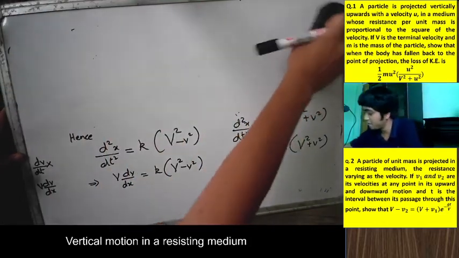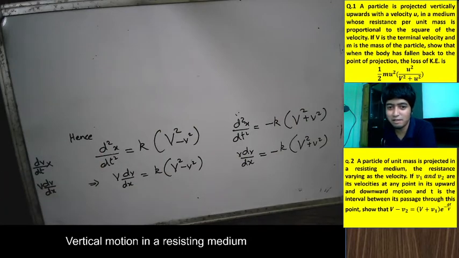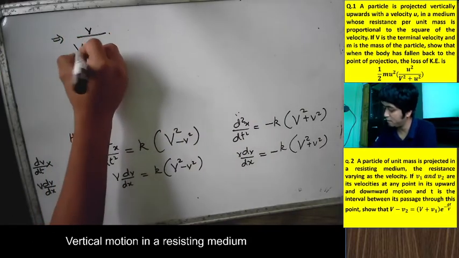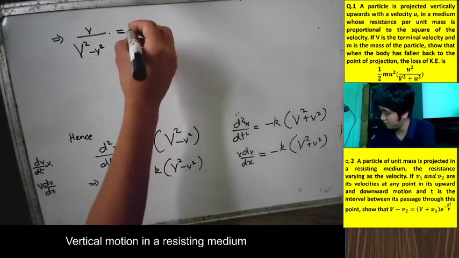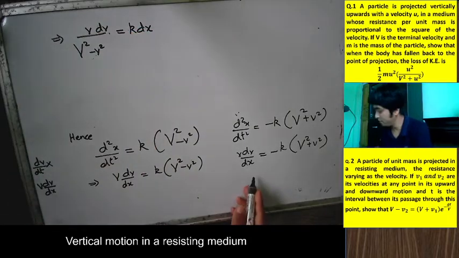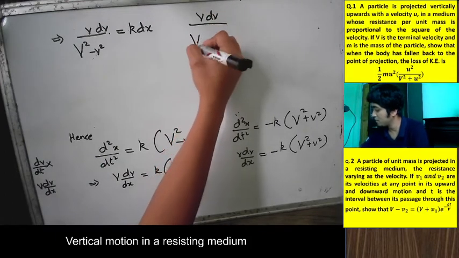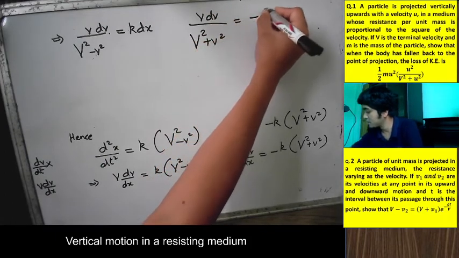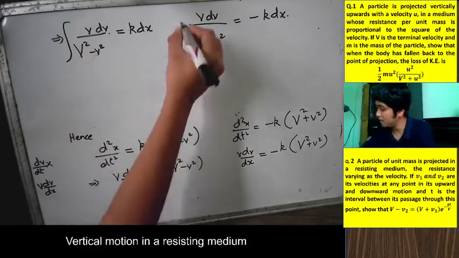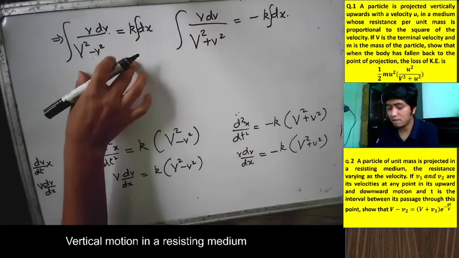Now we just have to separate the variables and integrate. Once that is done, we are done. So over here we'll be having v dv = k dx. And over here for this upward motion, again we can separate the variables: V² - v² ... v dv = -k dx. So over here now we will integrate everywhere.